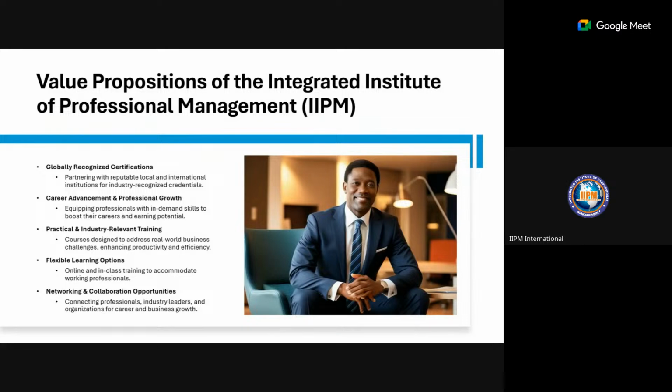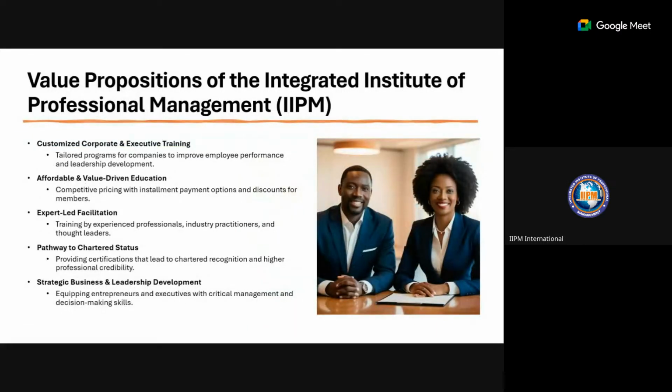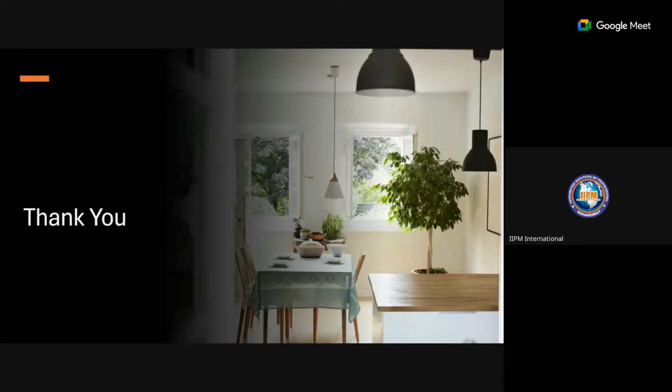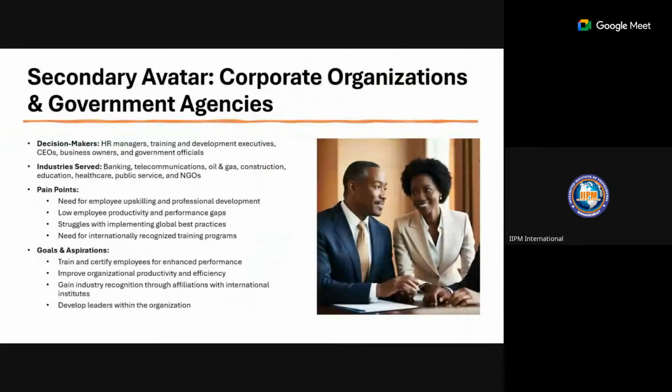What are the value propositions that we offer? Globally recognized certification, career advancement and professional growth, practical and industry relevant training, flexible learning options, networking and collaboration opportunities, customized corporate and executive training, affordable and value-driven education, expert-led facilitation, pathway to chartered status, and then strategic business and leadership development. And this is all we have for today.